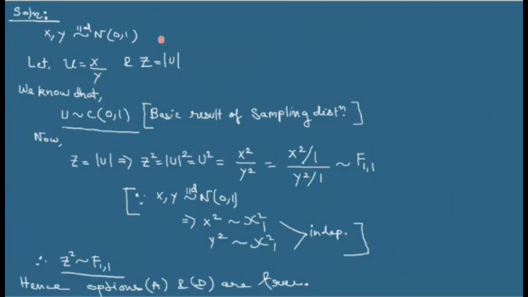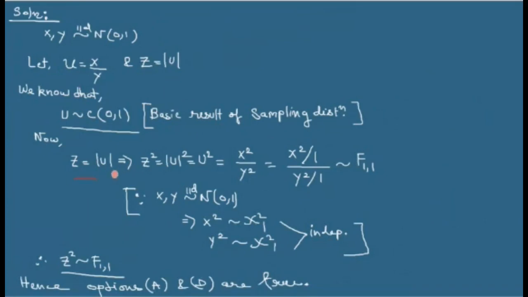So X and Y are given to follow standard normal distribution. We are defining two random variables U, which is equal to X by Y, and Z, which is equal to mod of U. Now it is a basic result of sampling distribution, and it can also be shown that U, which is equal to X by Y, follows a Cauchy distribution. The result says that the ratio of two independent normal random variables will follow the standard Cauchy distribution, Cauchy 0-1 distribution. Therefore U follows Cauchy 0-1 distribution.